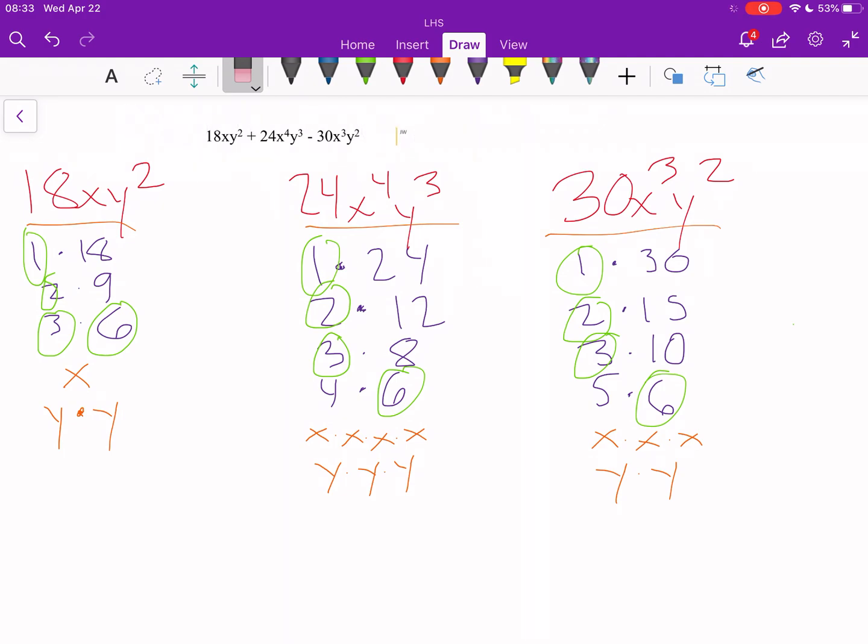Now we need to figure out which one's greatest. So between the numbers 1, 2, 3, and 6, you ask yourself which one's greatest, and it's pretty obvious, right? The number 6 is the greatest between all of those. So we know at least we found part of our GCF. We know the number 6 is going to play a factor.